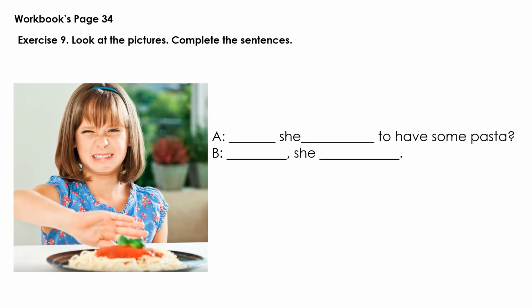Next page is 34, exercise 9. Here we have different pictures about some people, and the pictures show us if she or he likes the food that are being offered for them. For example, the first one, the girl shows that she doesn't like the pasta, so we are going to answer using the would like structure.